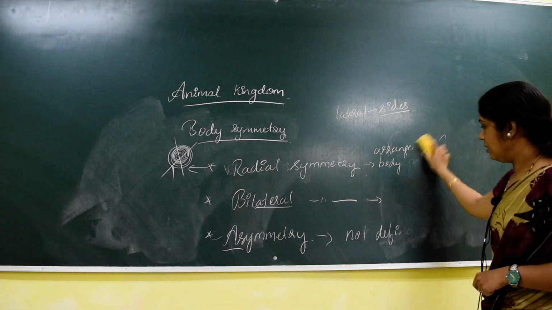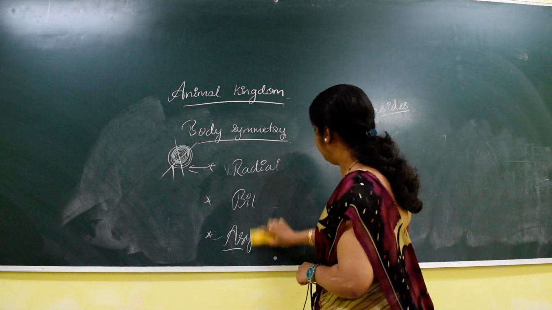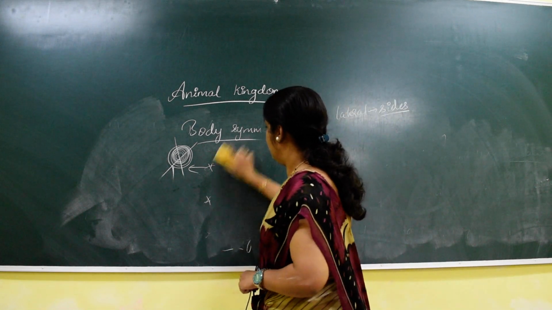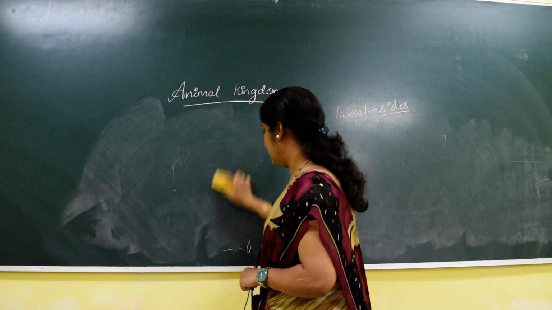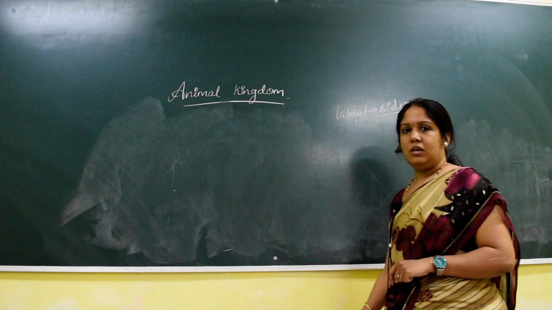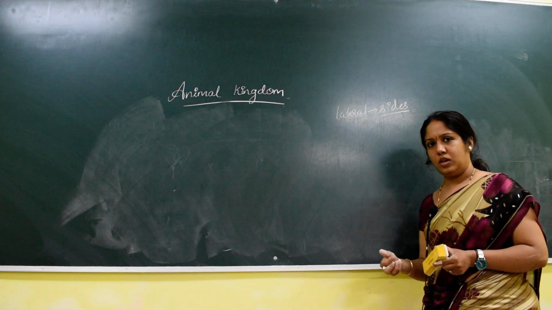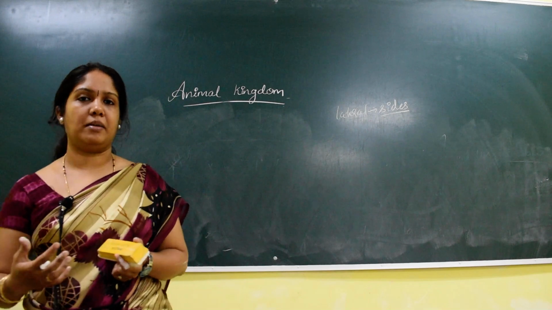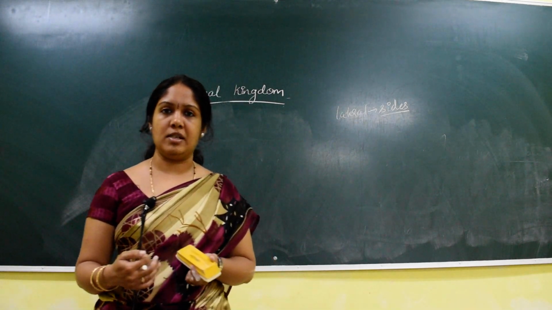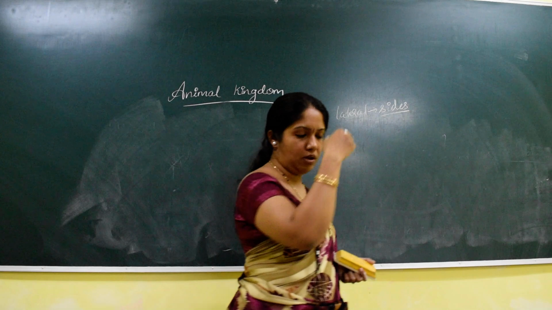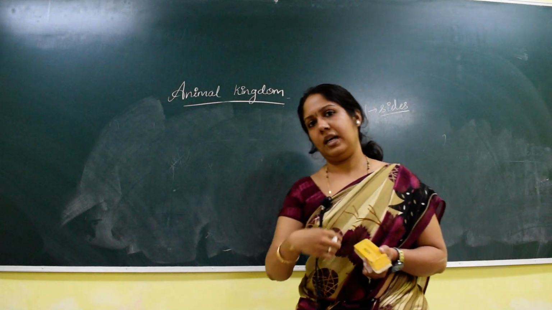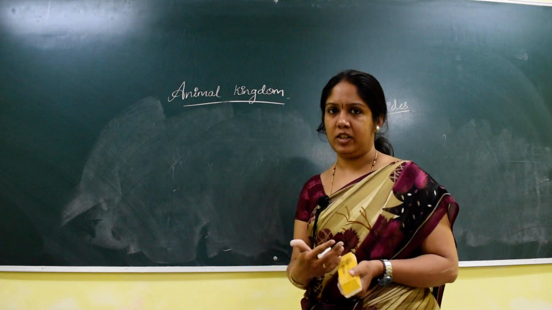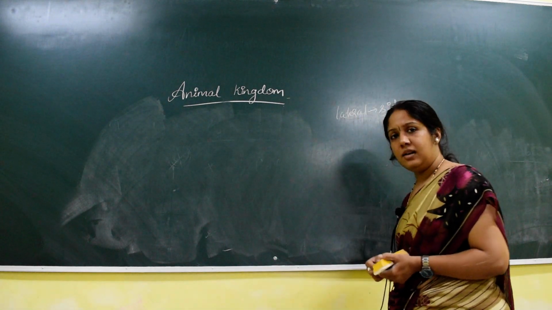And next, there are another two words. So for the symmetry, I will give an example. When you consider our human body, are we radially symmetrical or bilaterally symmetrical? We are bilaterally symmetrical animals. Means so our body, if we take an imaginary central line of our body, our body parts are arranged on this side and that side. So we all are bilaterally symmetrical.